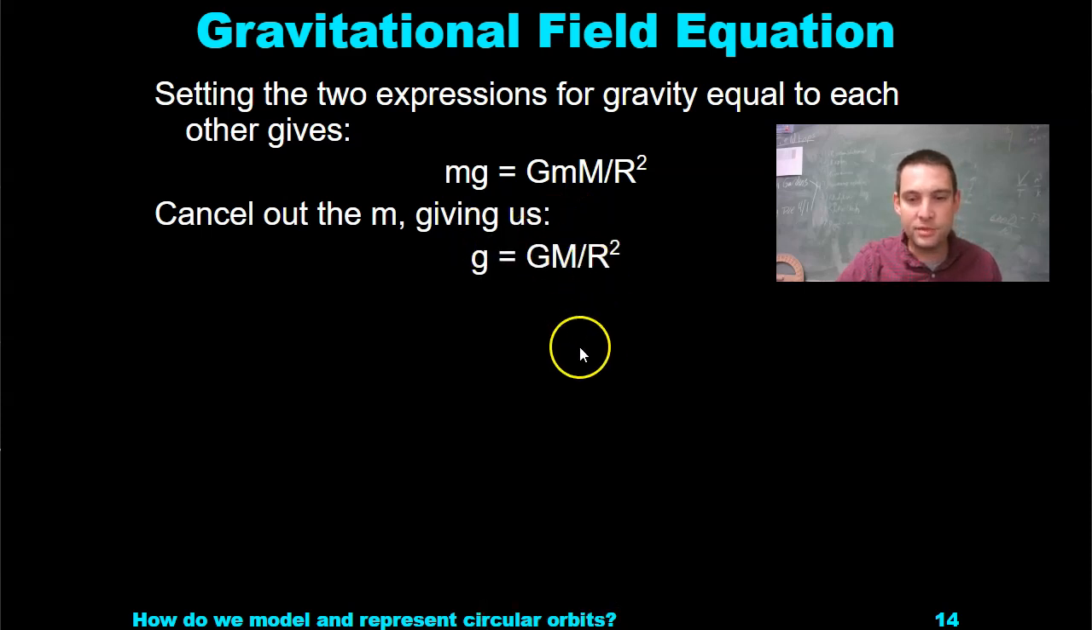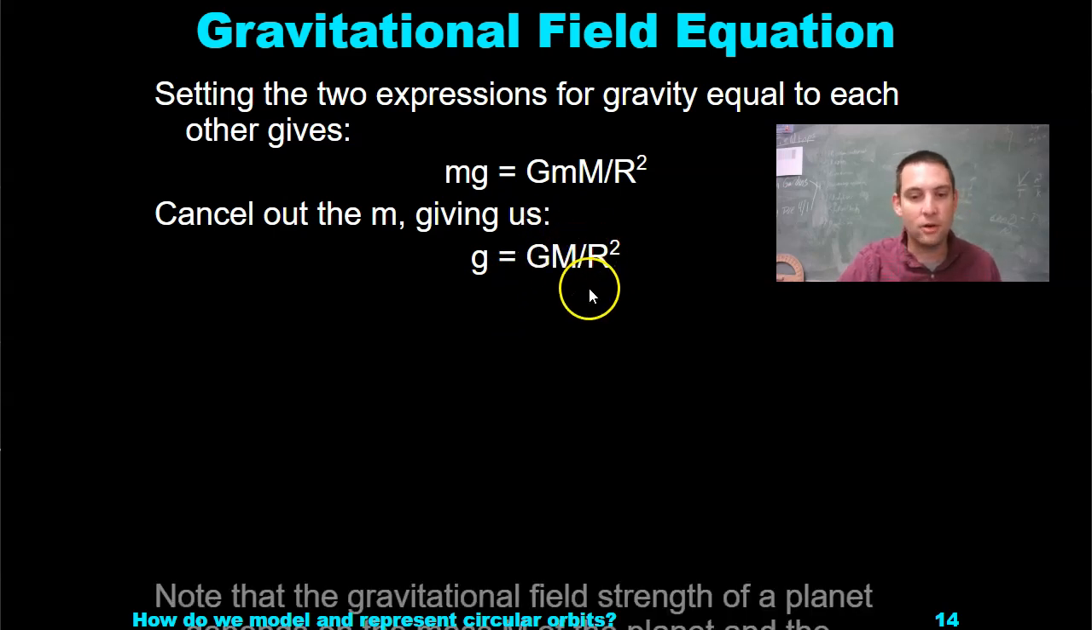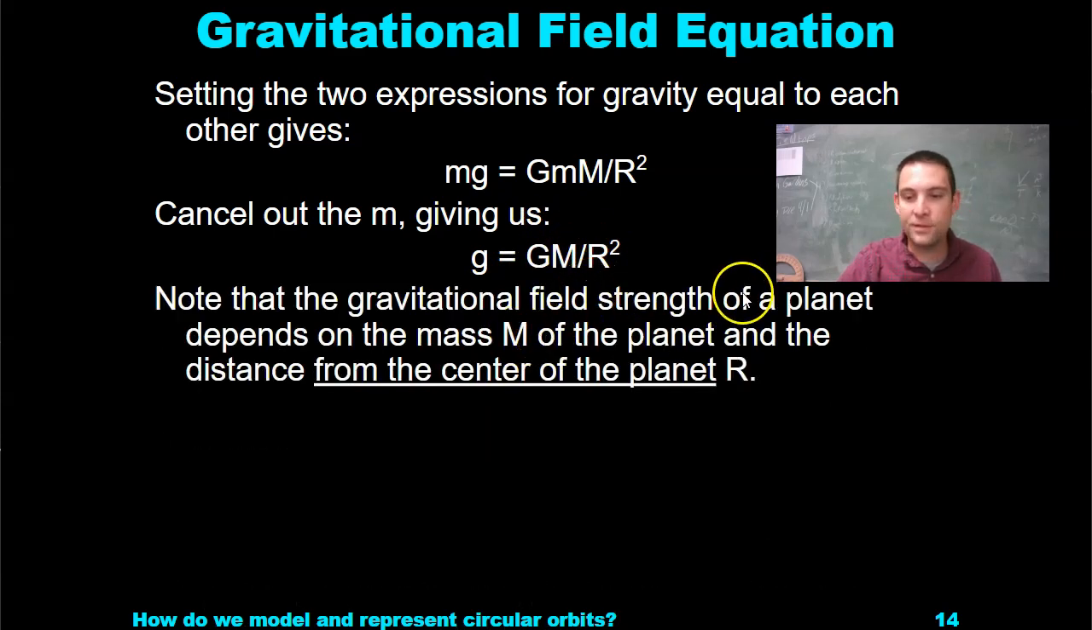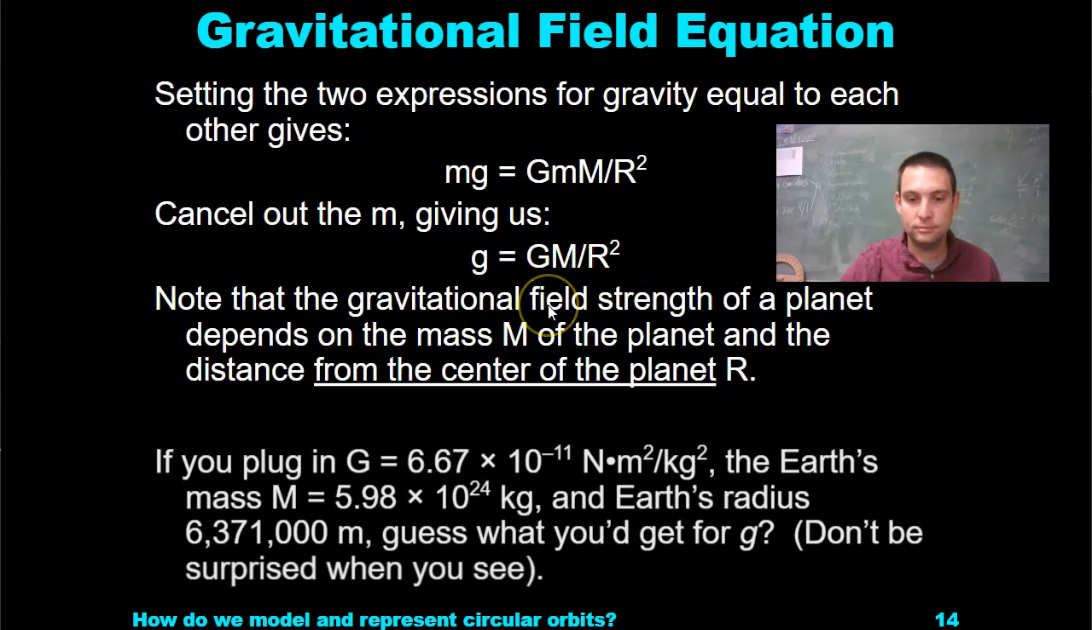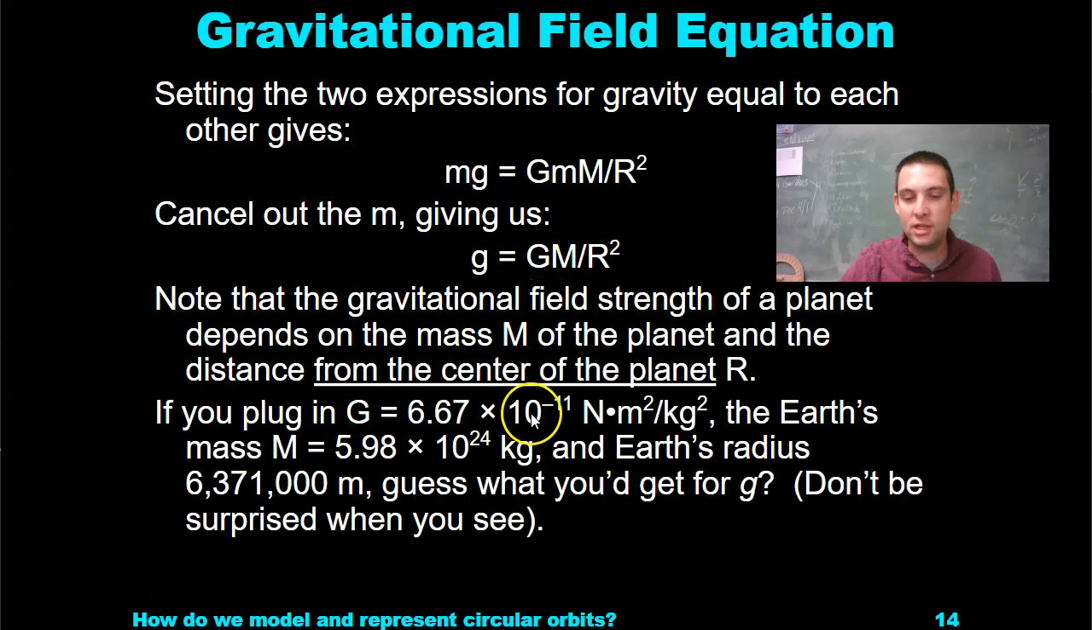Canceling out the little m's, we get g equals the gravitational constant times big M, the mass of the bigger object, divided by r squared. Note the gravitational field strength of a planet depends on the mass of the planet and the distance from the planet's center. If you plug in big G to be 6.67 times 10 to the negative 11, the Earth's mass and Earth's radius, guess what you get for little g?